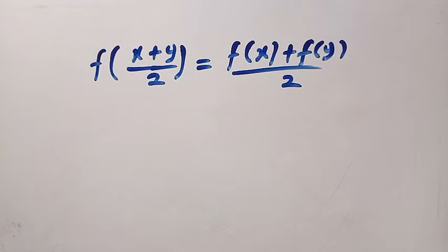How do you solve this problem? We are given a functional equation: f of (x plus y) over 2 equals f of x plus f of y, divided by 2. This equation looks very familiar, just like the midpoint. Actually, this is Jensen's midpoint functional equation. But we're interested in finding f of x. How do you solve it?